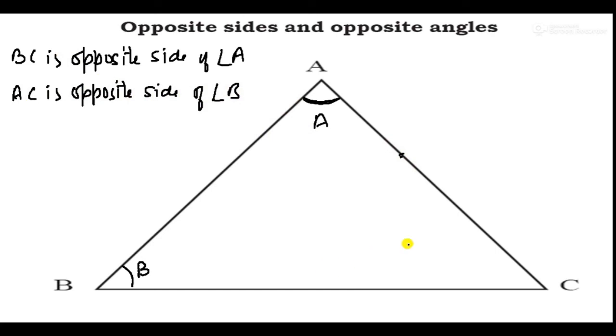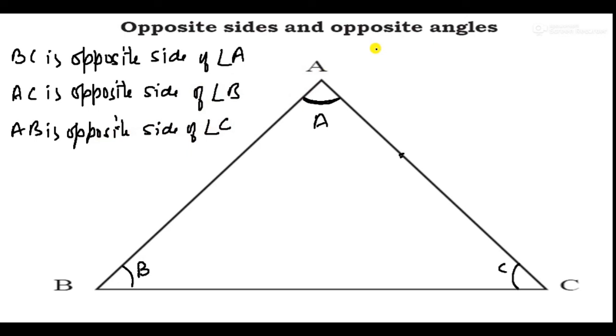Now one more. That one is angle C. So you can see angle C is here, and the opposite side is AB. So you can write here, AB is the opposite side of angle C.